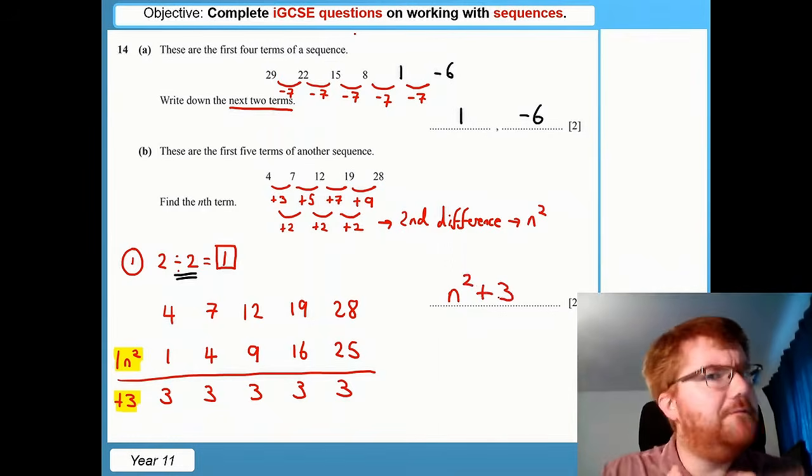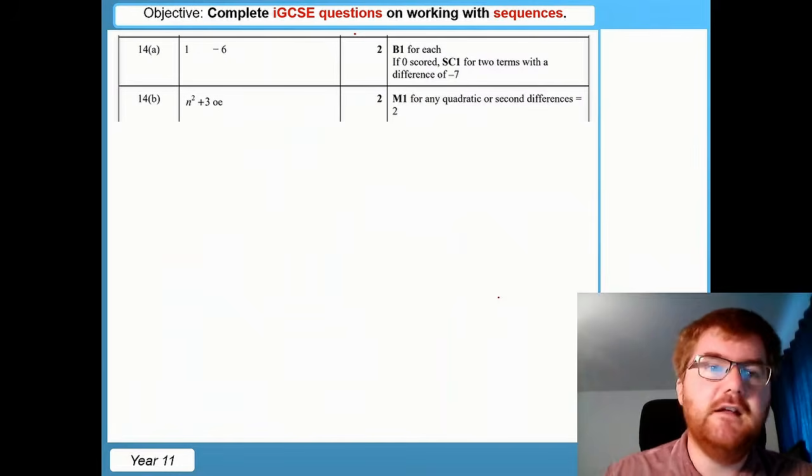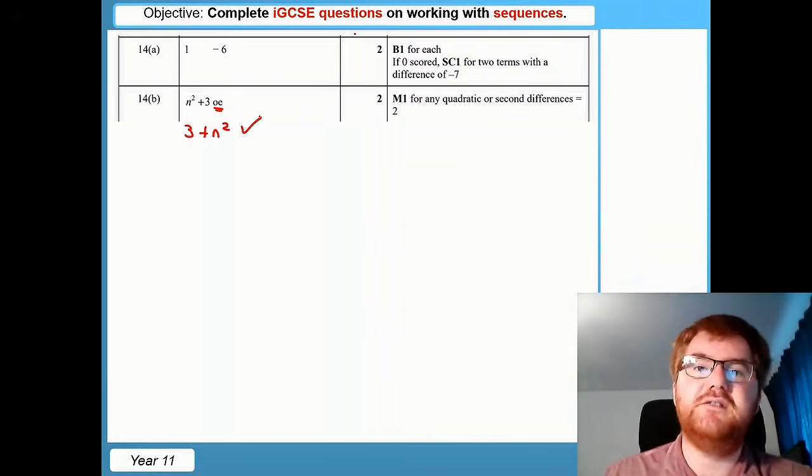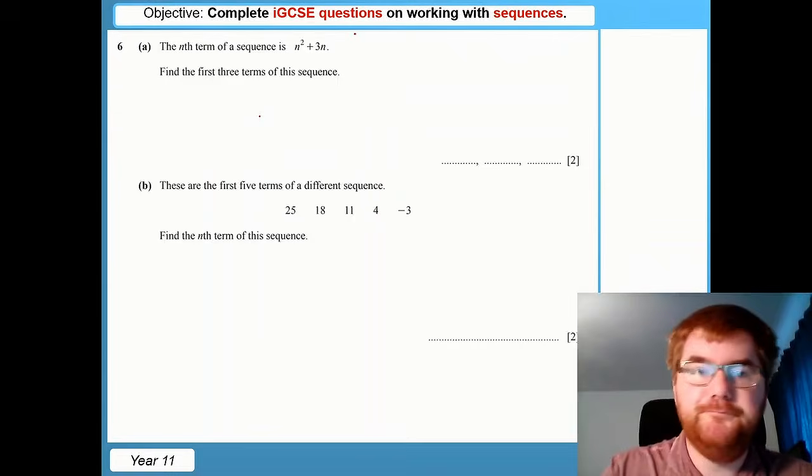Now, if this is slightly confusing at this point, we're going to do lots and lots of questions on this, so there'll be plenty of chance of practice. Those are the answers there. Again, this OE, by the way, means or equivalent. So say I wrote 3 plus n squared, and that is also correct as well. You can also see where you pick up the method marks.